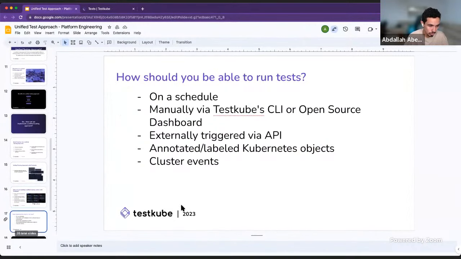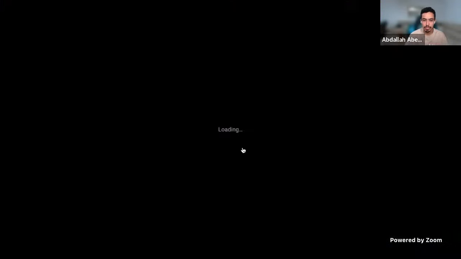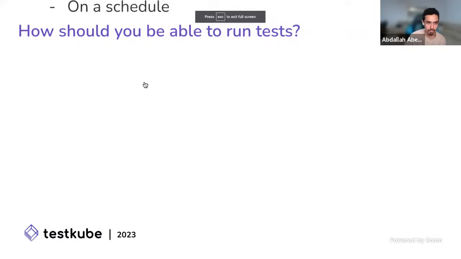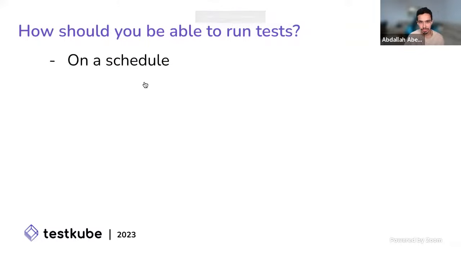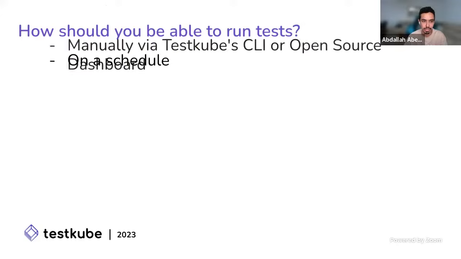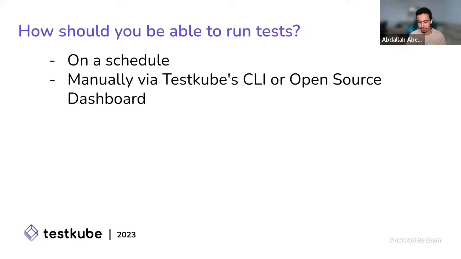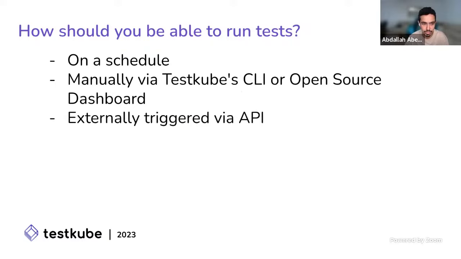So I'm going to go back here to the slides. Again, we've talked about this. When do you want to run your test? There are some tests that you want to run on a schedule. For example, the load testing tools, you want to run them at 3 a.m. in the morning so you don't break up your traffic. You can run it directly through the Testcube CLI or the open source dashboard that we just showed. You want to run them maybe on an API.